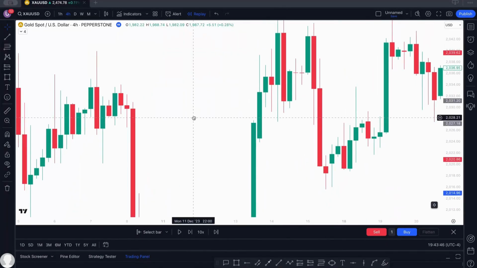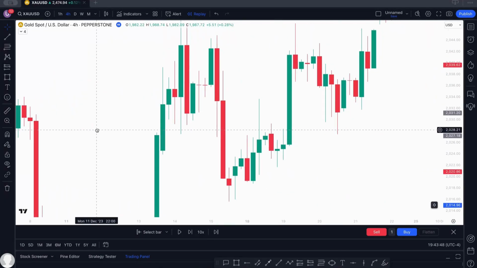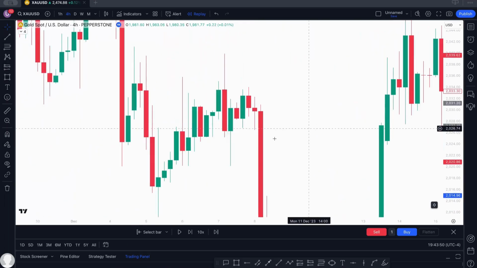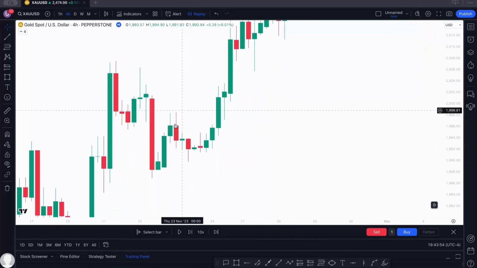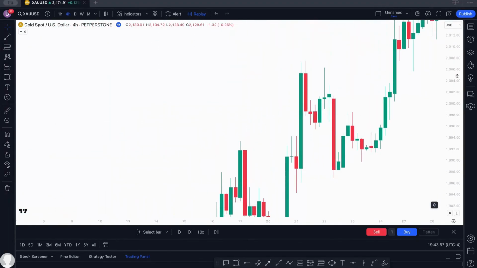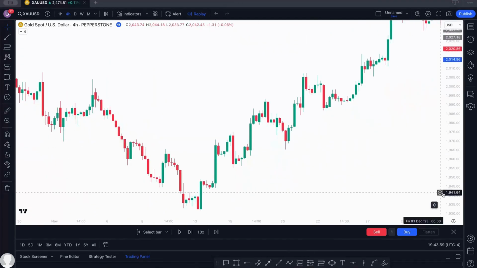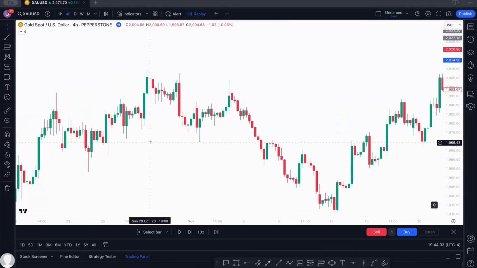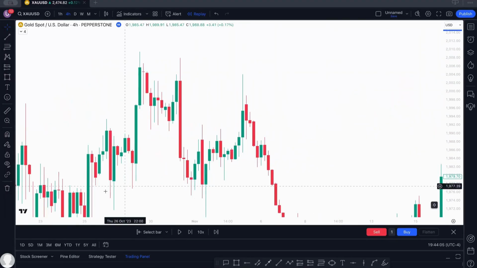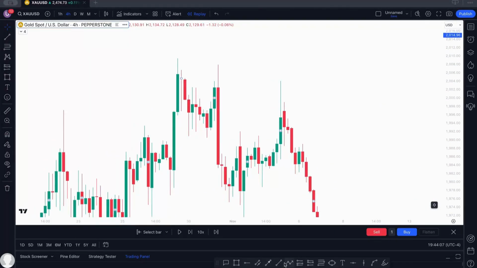Let me find a good example that is very, very close to you. If you know how to sketch that drawing very well, it will be very easy for you to find a beautiful mitigation block. Okay, that's a breaker block. Okay, I have another amazing one here for you. What do you see here? There's a break of structure here.